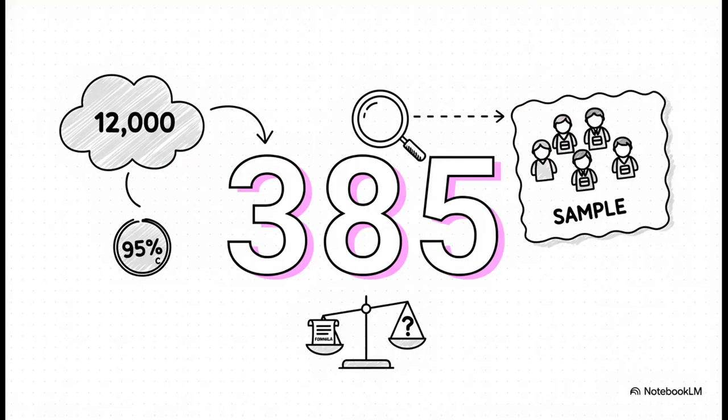So remember that population of 12,000 we were talking about? Well, if you run a standard formula, say you want to be 95% confident in your results, the magic number you'd probably land on is around 385. Yep, that's how many students you'd need to survey to get a statistically solid picture of the entire group.